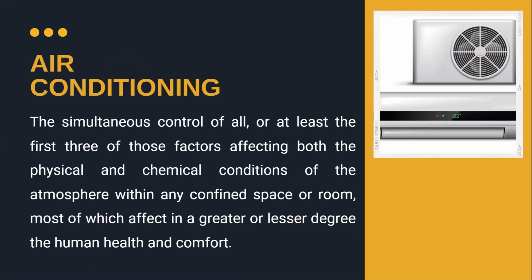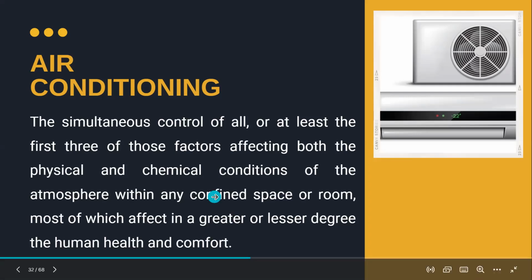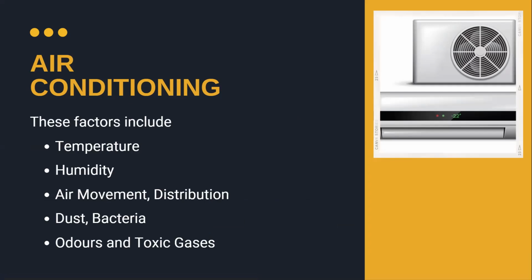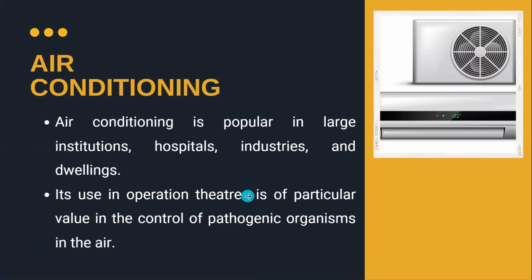Air conditioning. The simultaneous control of all or at least the first three of those factors affecting both the physical and chemical conditions of the room within any confined space or room, most of which affect in a greater or lesser degree the human health and comfort, is called air conditioning. These factors include temperature, humidity, air movement or distribution, dust and bacteria, and odors and toxic gases.